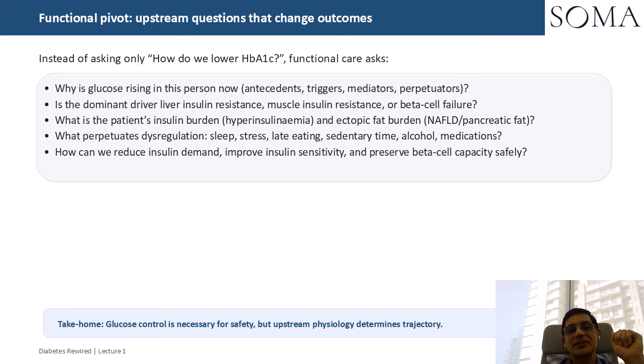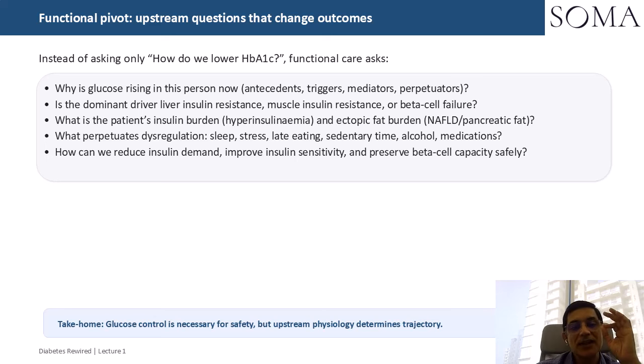Functional medicine does not reject conventional medicine. It does not reject medications. It does not deny even the importance of glycemic control. What it does is put glucose back in its proper place. Glucose becomes a marker of metabolic stress, not the sole target of therapy.